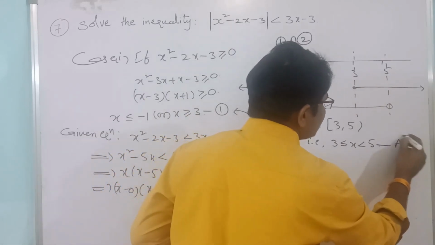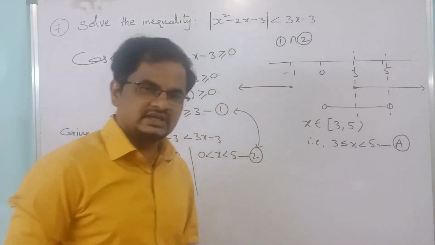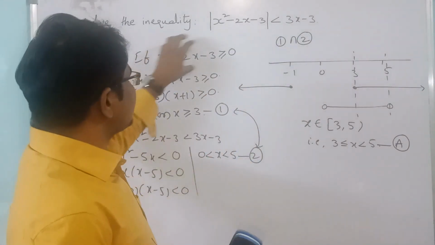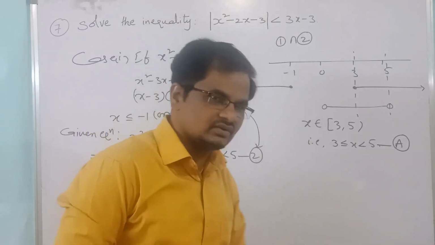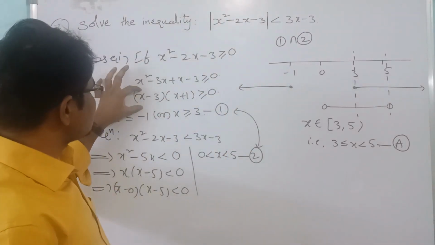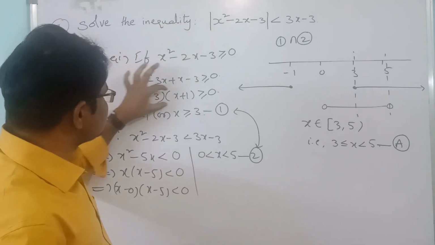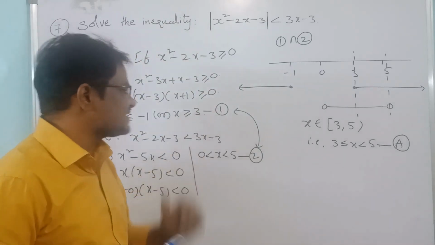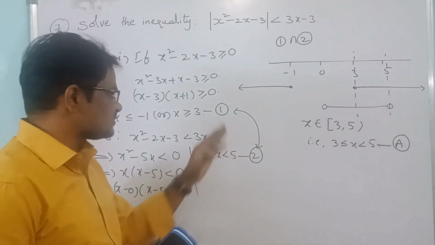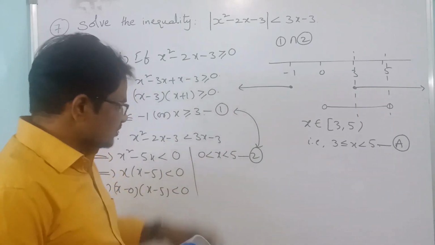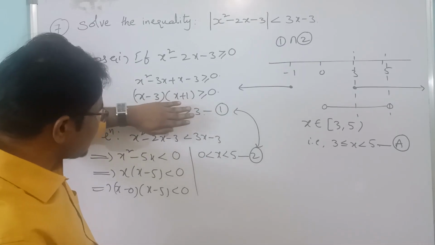Take this as equation number 1. Now in case 1, you take greater than or equal to 0, because this is plus or minus. So from this condition, (x minus 3)(x plus 1) greater than or equal to 0, taken as 1. After that you simplified: 0 less than x less than 5. We have to check whether these values satisfy this equation or not.